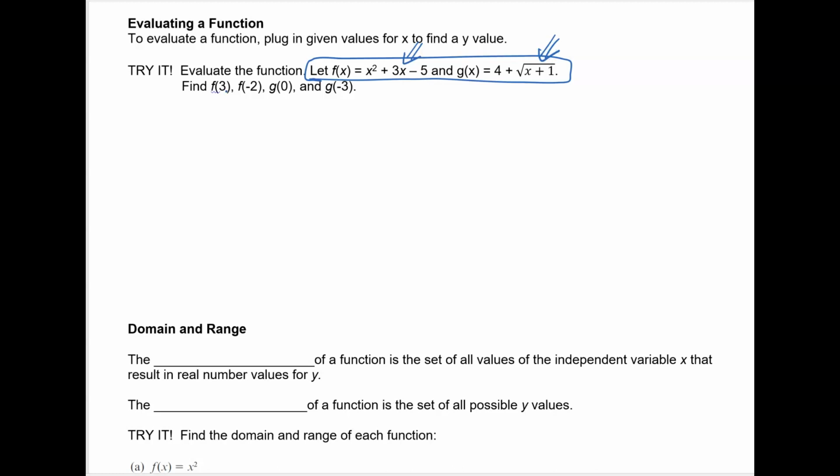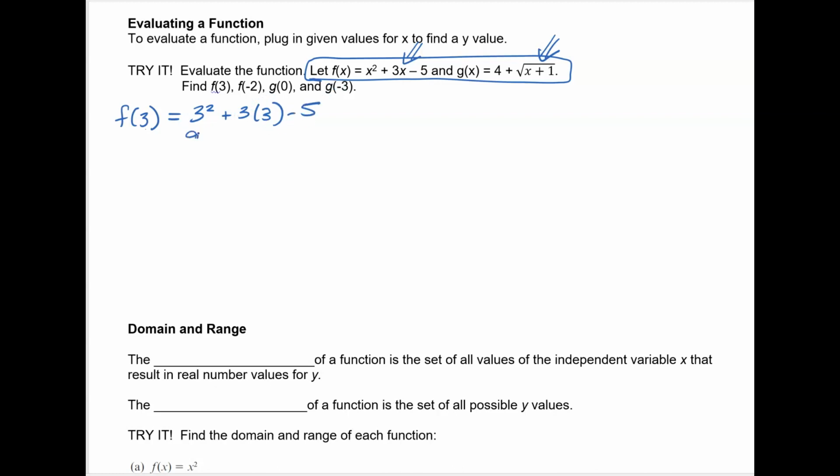So when we're asked to evaluate, for instance, f of 3, that's how we say this, we know, oh, that means to plug 3 in for the function that has the f. So I'm going to plug 3 into this. I'm not going to plug 3 into the one with the g. So I'm going to plug 3 everywhere I see an x, and I'm going to evaluate.